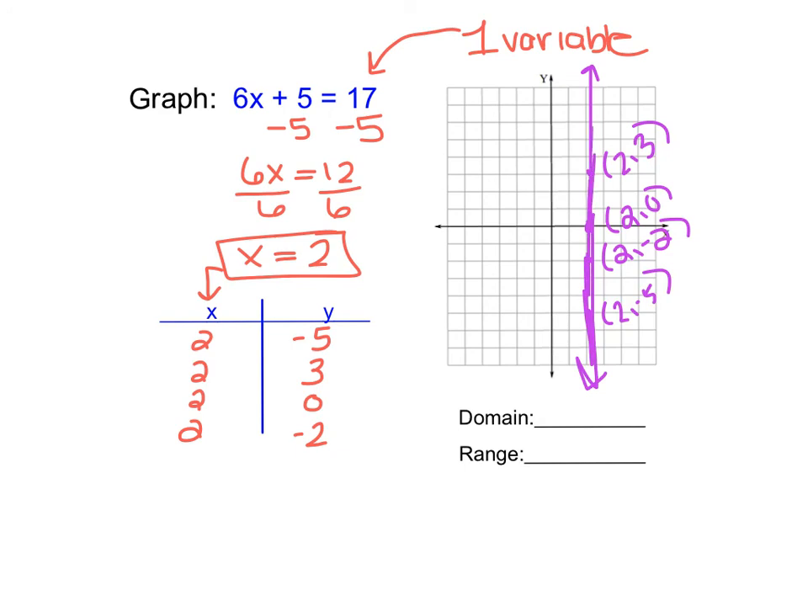And then finally, I need to determine my domain and my range. My domain, I notice that I have all of the same value for my inputs. So my domain is x equals 2. My range goes forever up and forever down. So it's all real numbers.